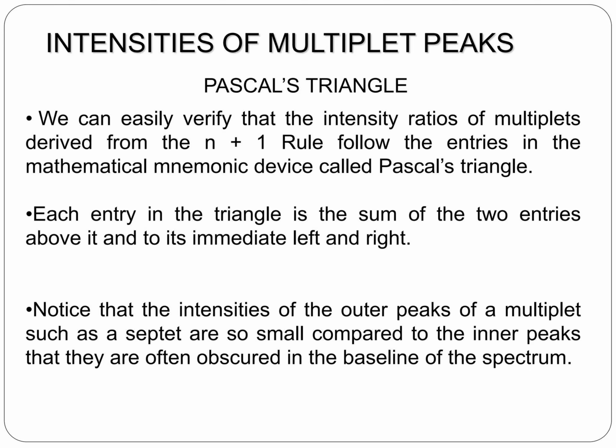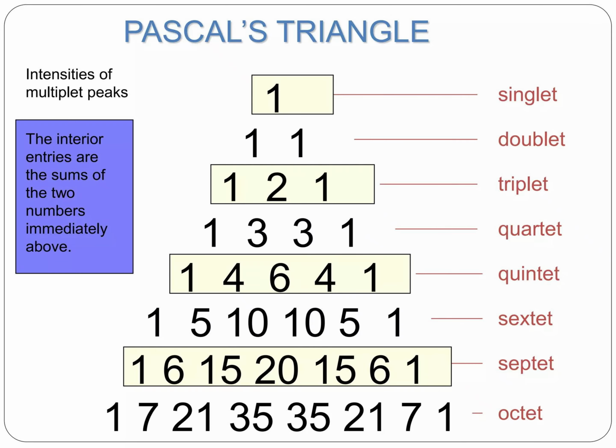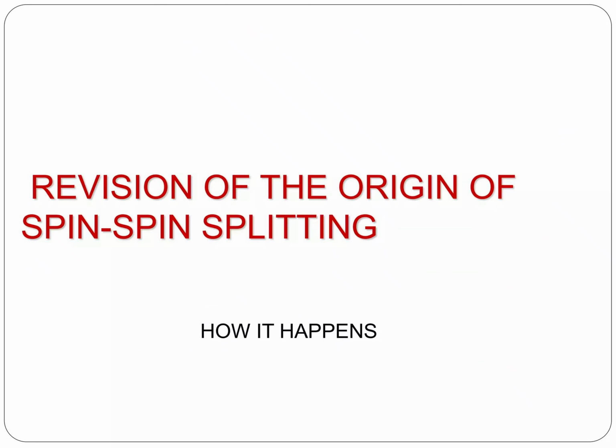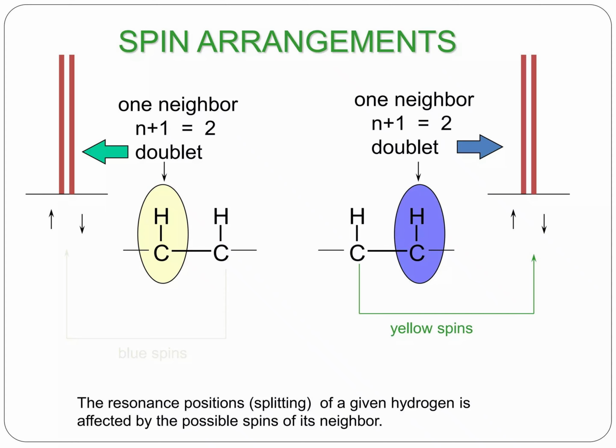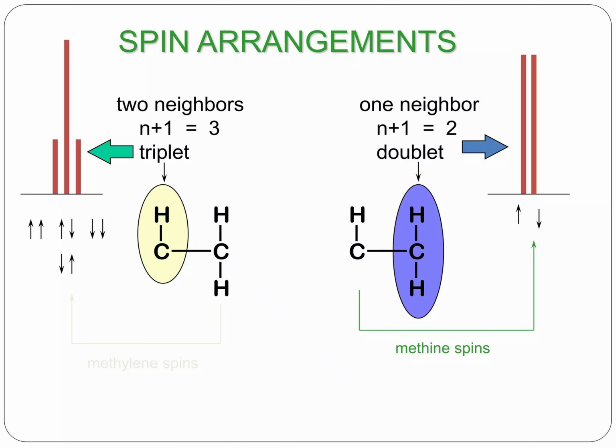Then for the intensities of multiplet peaks, Pascal's triangle can be applied here. For singlet, doublet, triplet, how would the heights be? It has been shown, it follows a binomial distribution. So how does spin splitting happen? Due to the sensing of the nearby carbon's hydrogens. Just go through this, I have discussed all of them earlier. You can see 2 neighboring hydrogens, plus 1 is equal to 3, a triplet. So for this we will have a triplet. For this we will have a doublet.